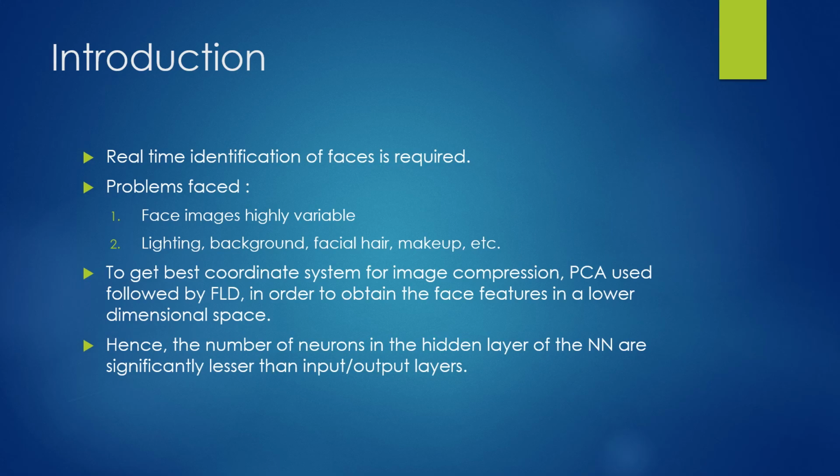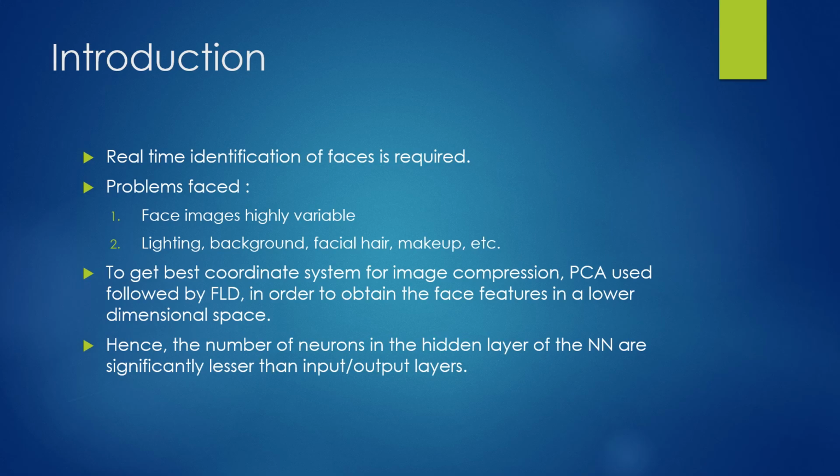But one of the problems faced is that we need real-time identification of faces. In real-time identification, there is a lot of variance with respect to scale and angle. Face images are highly variable, and the lighting, the background, the contrast with respect to the surroundings, facial hair, makeup, all of these are factors that change the feature vectors obtained of the face, hence making the classification problem really difficult.